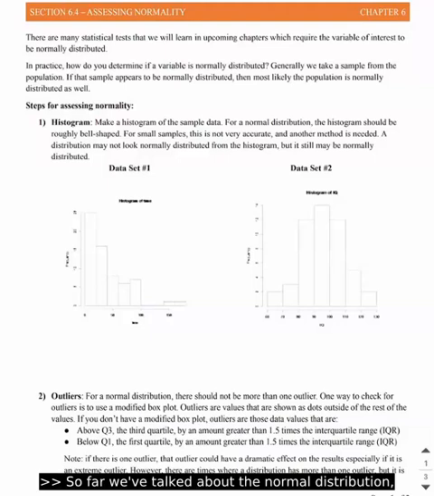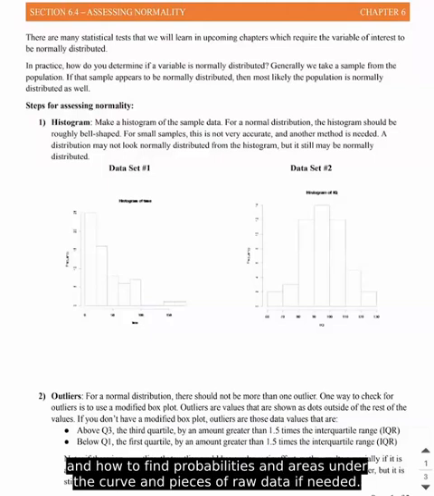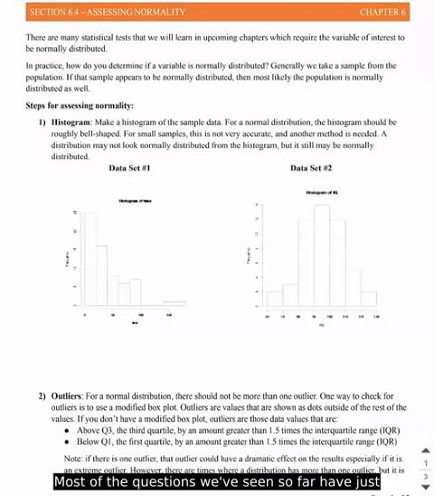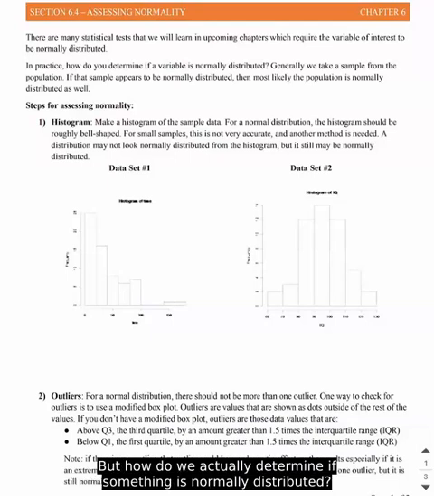So far we've talked about the normal distribution, the standard normal distribution, and how to find probabilities and areas under the curve and pieces of raw data if needed. So in this section, we're going to talk about how we assess normality. Most of the questions we've seen so far have just said to assume that the distribution is normal. But how do we actually determine if something's normally distributed?